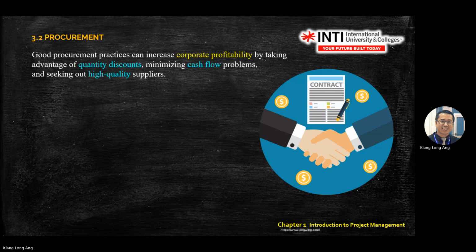And then how? When you answer a question, after you give the keyword, it is followed by how. There's a structure when you answer. So how do you make profit? By getting discounts, minimizing cash flow problems, and seeking out high quality suppliers. Why can a high quality supplier help you make profit? High quality means they give you less trouble. Because if you find a low quality supplier, maybe the parts break down in the middle, then you have to sort out a few more things.